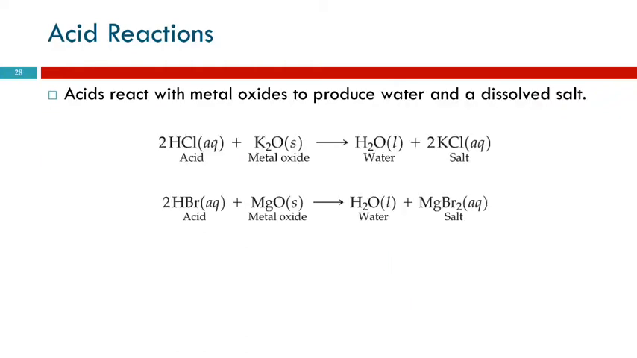What's next? Acids can react with metal oxides. A metal oxide is really just a rusted metal. So hydrochloric acid with potassium oxide, we're going to get water and salt. And again, we can treat these as double replacement reactions. So the potassium and the chloride end up as the salt, and then the hydrogen and the oxygen become water. Here's hydrobromic acid with magnesium oxide, making water, and the other 2 ions become a salt.